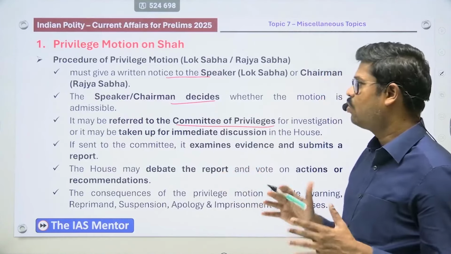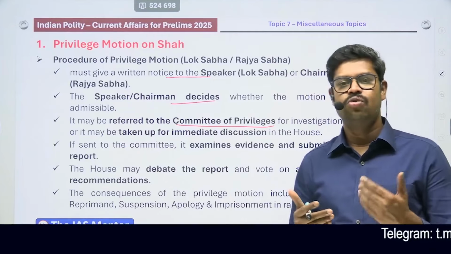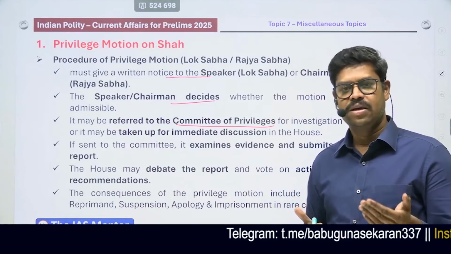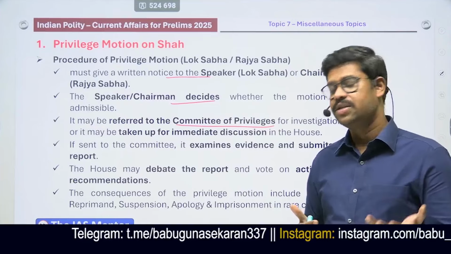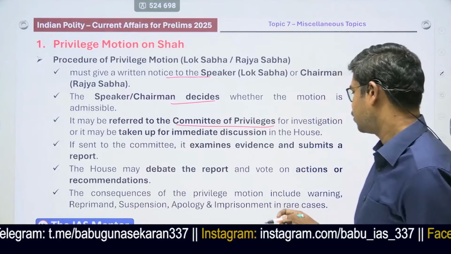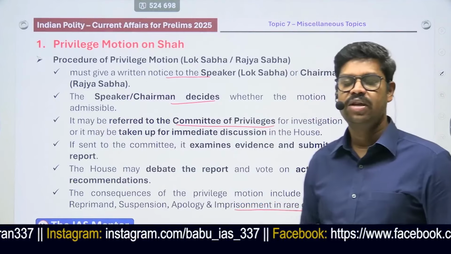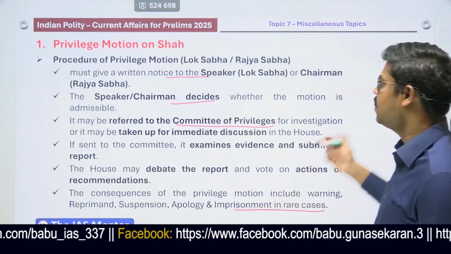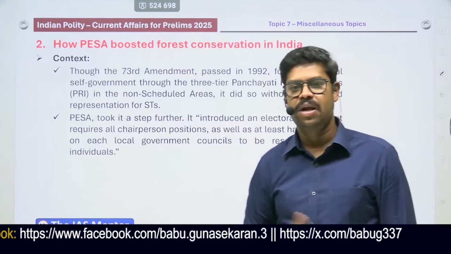So, what could be the consequence against a particular member? They may ask the member to give a formal apology, or they may censure a particular member for doing this. In serious cases, there may also be a possibility of what is called as imprisonment of that particular member. Although that's a very rare case. So, these are all the possible consequences that are likely to happen if action is taken by the House on a person who has breached the parliamentary privilege.